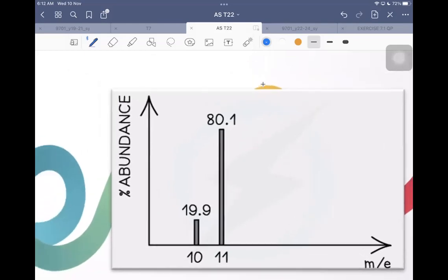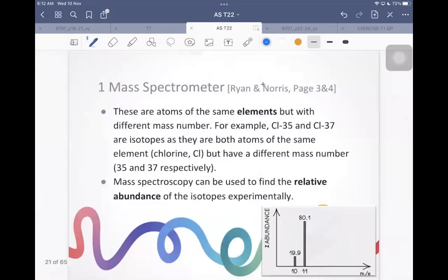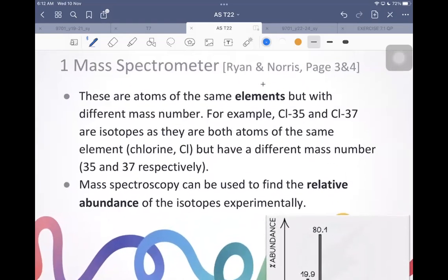Okay, right. Moving on to the next one. An example of isotopes that we can give you is chlorine. When we talk about chlorine as the element, if you look at your periodic table, the relative atomic mass of chlorine is 35.5, right? Relative atomic mass is actually the average when you take into account the types of isotopes that are present for the chlorine element. Chlorine actually exists as chlorine 35 and chlorine 37.